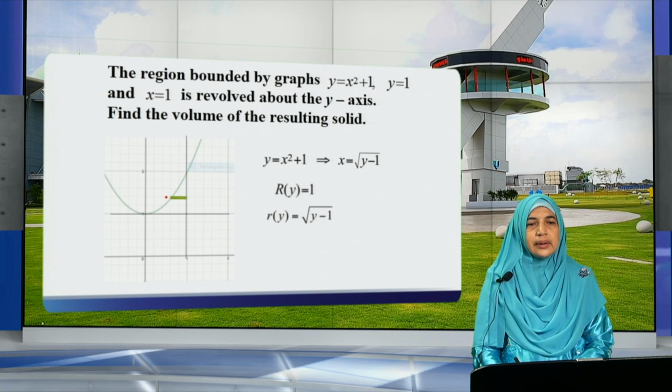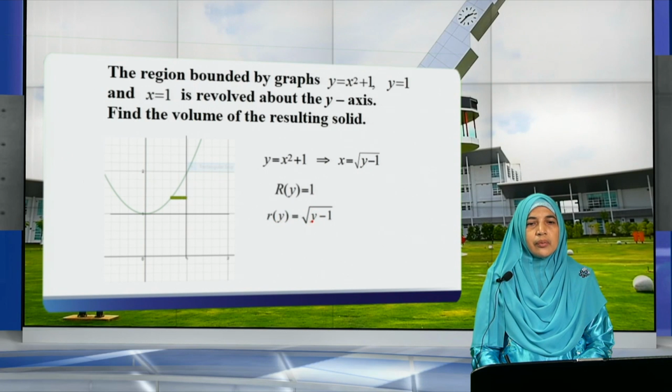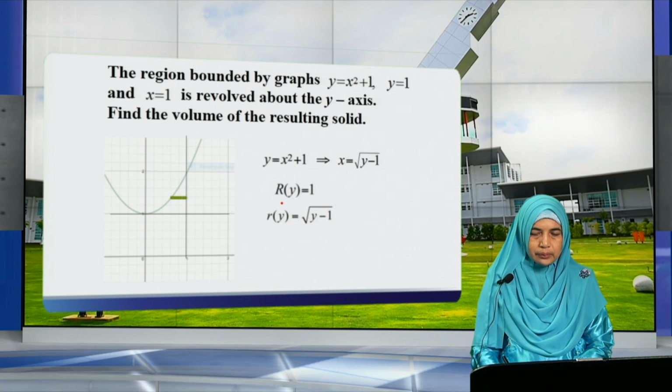Notice that the inner radius is that length, and the outer radius is the length from here to this line. The outer radius is just 1, from here to here. So the outer radius, capital R, is equal to 1, and the inner radius r(y) is equal to the square root of y minus 1. How do we get this? I will let you know after this.